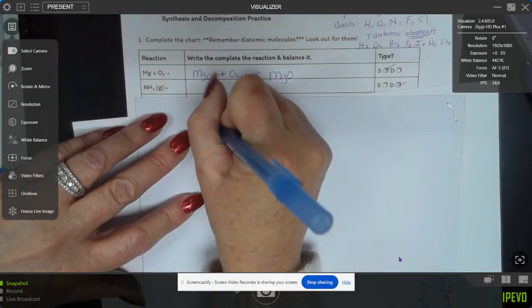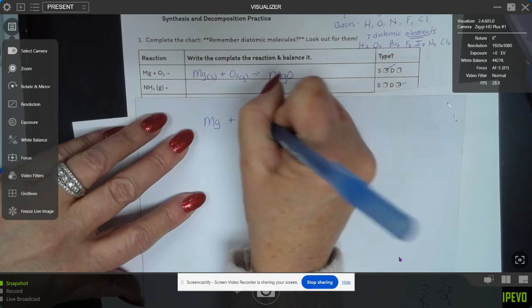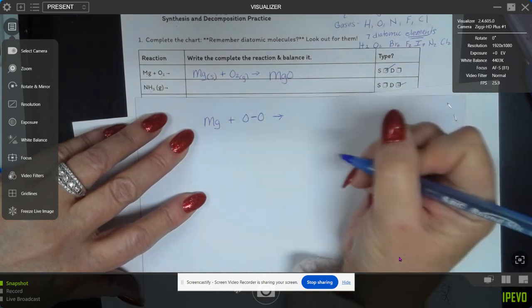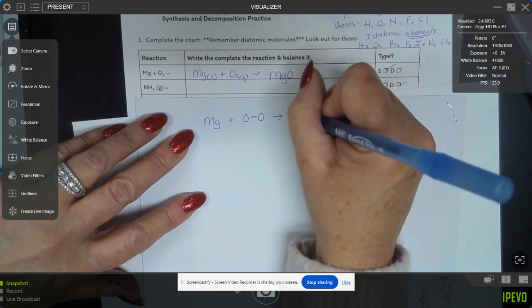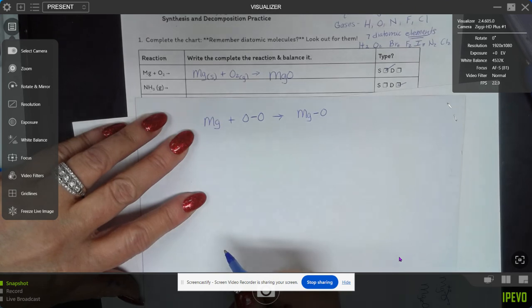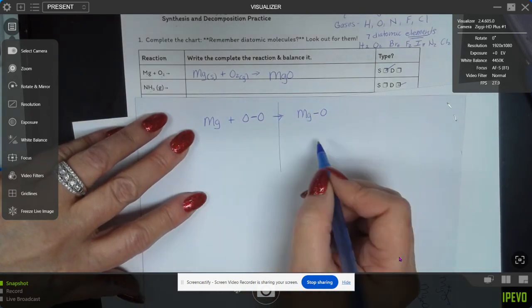I'm going to write Mg and O2, and I'm going to write my O2 like this, just so that I'm showing each element, and then I make MgO. All right, so when I balance, I have to have the same number on each side.